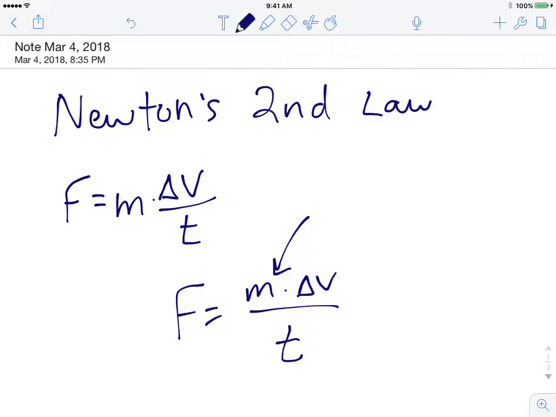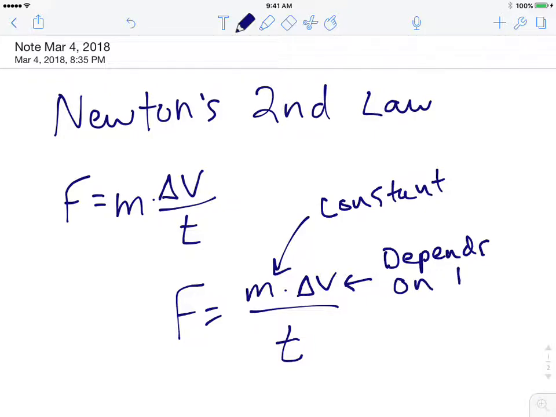Mass. Now, there's no way to change the mass of the egg. I can't make the egg heavier or lighter, so that is going to be constant. Now, the change in velocity, I don't have a ton of control over that except for the height. So the higher I go, the bigger that change in velocity is going to be. So I'm going to write down that the change in velocity depends on height.